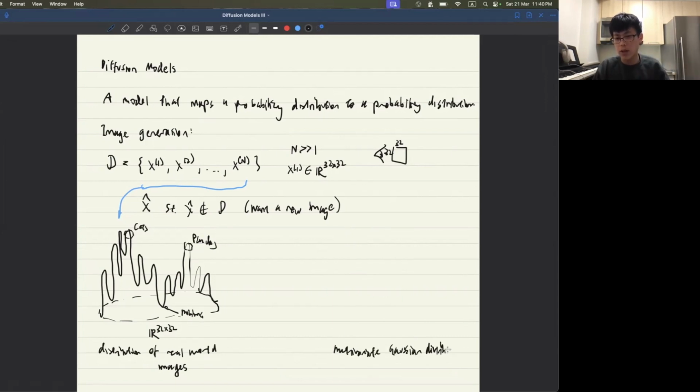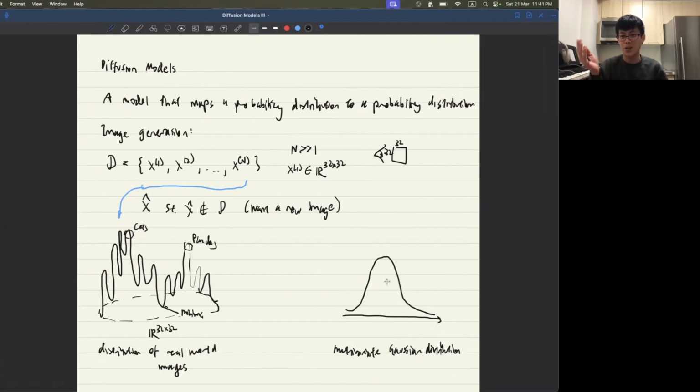So the multivariate Gaussian distribution is a much simpler distribution. A 1D Gaussian distribution looks something like this. So for each of the 32 by 32, which is 1024 pixels, we just sample from this 1D distribution independently at random. And that would be our 32 by 32 image. And if you actually do that, what you'll get is exactly something like a broken television screen, right?